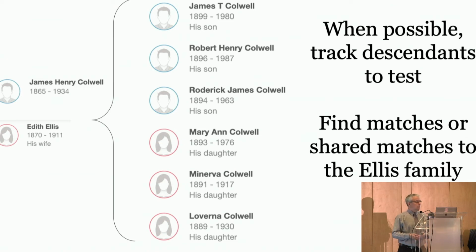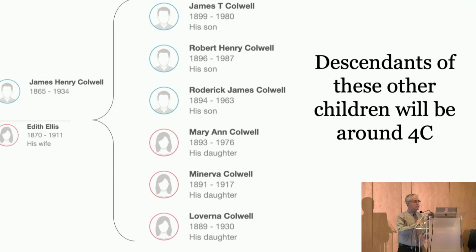Now, what's one of my issues here? One of my problems with this particular example is that the descendants of these other children here are going to be around fourth cousins. But my other issue is that if I find a descendant of James and Edith and I ask them to test on another one of these lines, my problem is I don't know whether I'm really confirming the Ellis line or the Cowell line, right? Because a shared piece of DNA could have come from either of those individuals.